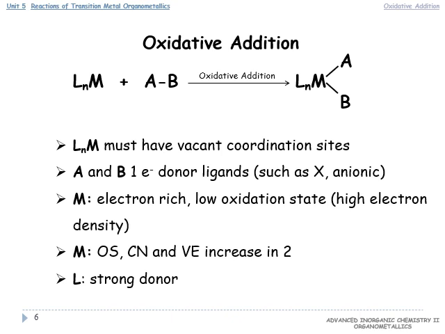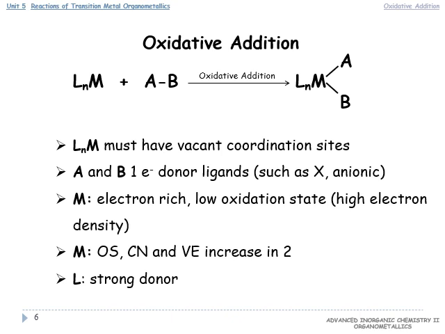The complex undergoing the oxidative addition must have vacant coordination sites, that is, at most 16 valence electrons, because the resulting complex must not bear more than 18 valence electrons on the metal. At least 2 non-bonding electrons, because they will be required in order to form the 2 bonds with A and B, which will become 1-electron donor ligands, such as X anionic. A low oxidation state, since this oxidation state must increase by 2 units in the reaction.